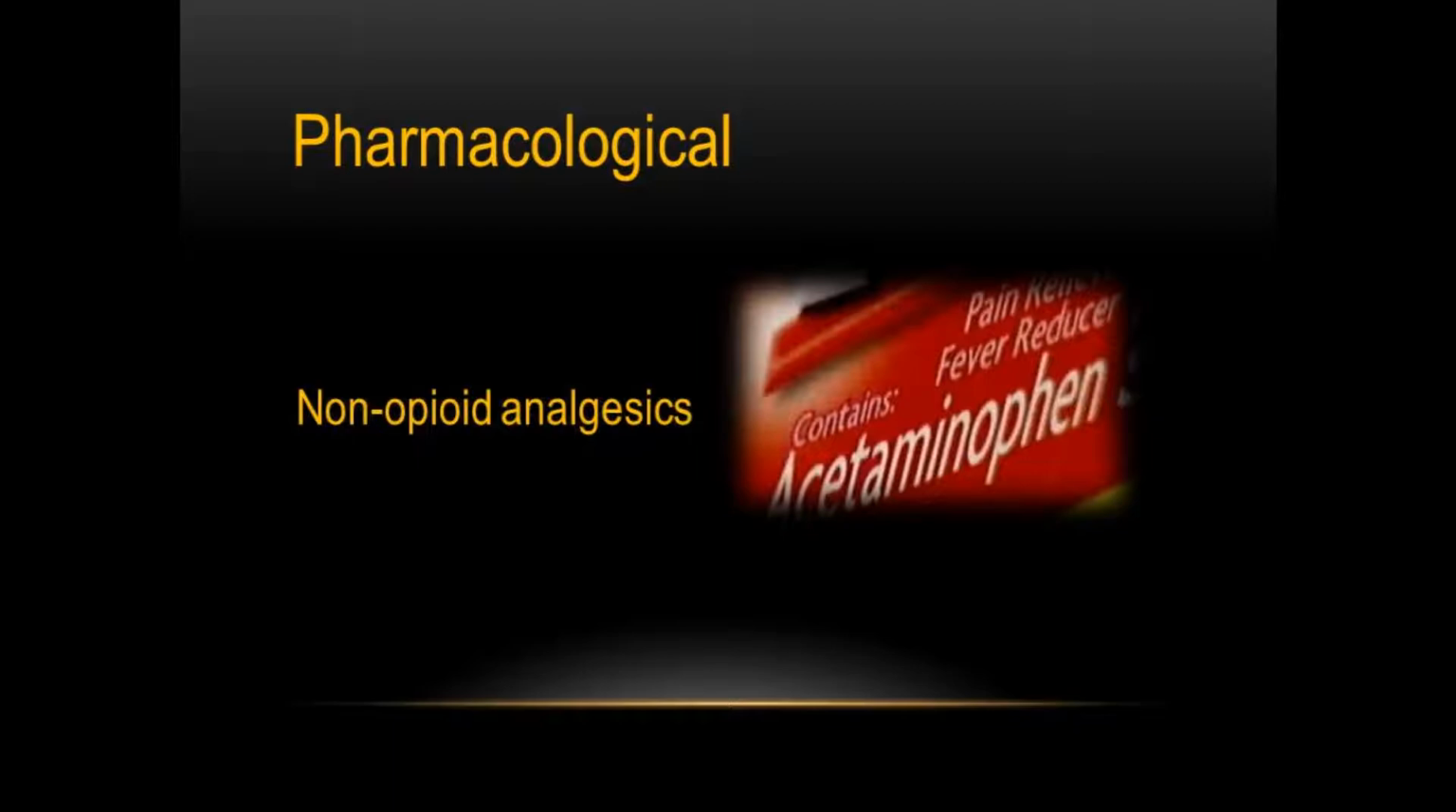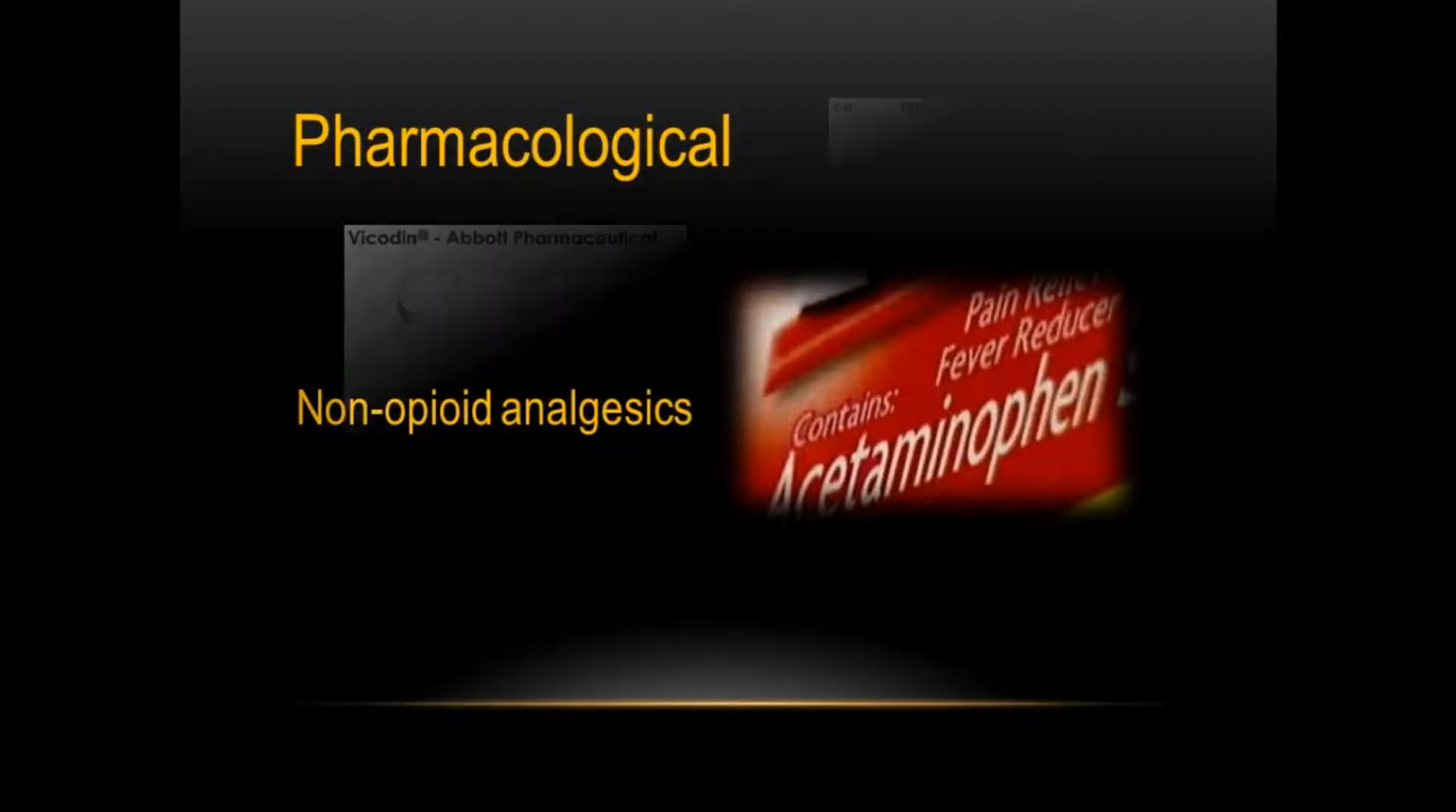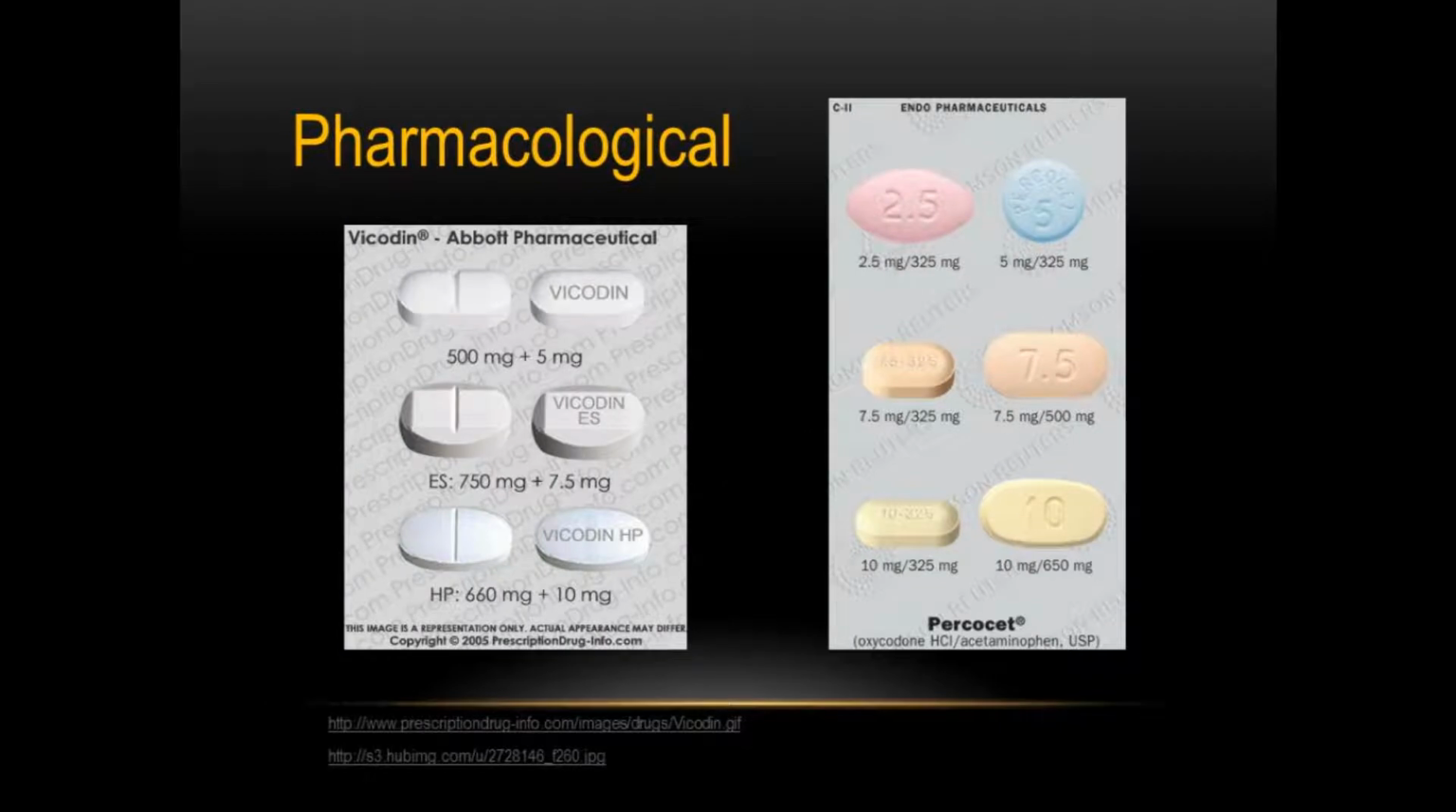Some pain medications are combinations of opioids and non-opioid NSAIDs. Two examples are Percocet and Vicodin. Both are combinations of synthetic opioids and acetaminophen.